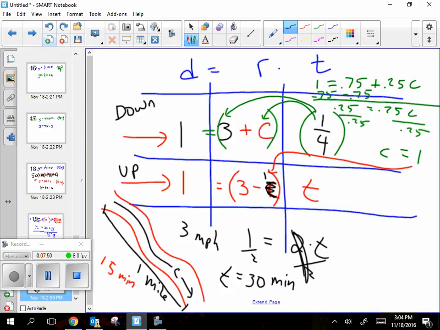Okay, so there's an example of how to set up some of those tough word problems that are in the rational word problems section, chapter 7 near the end.